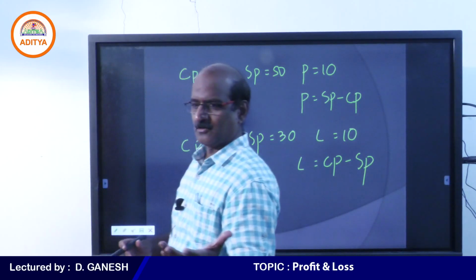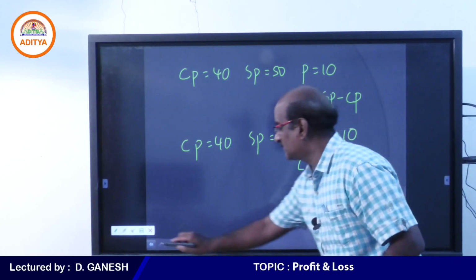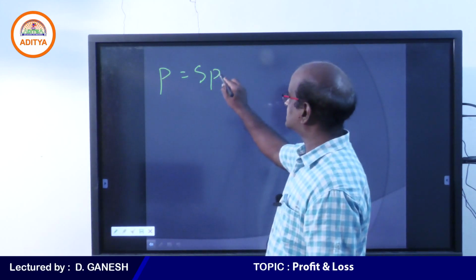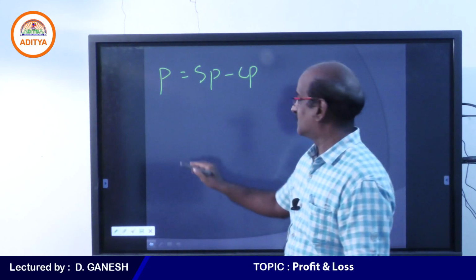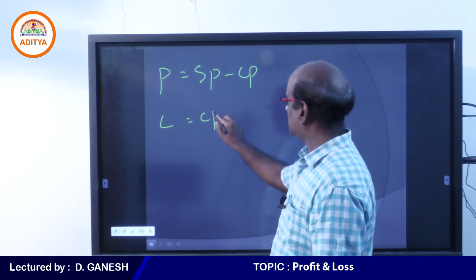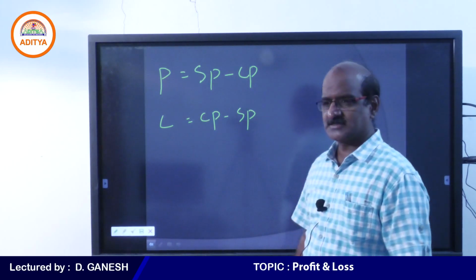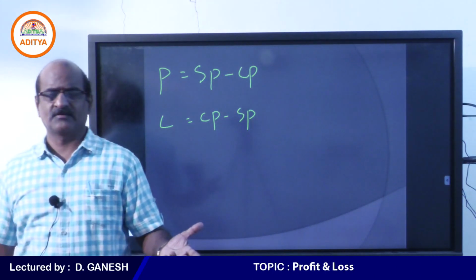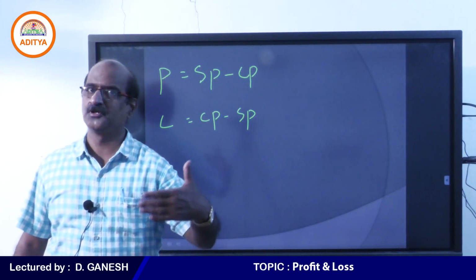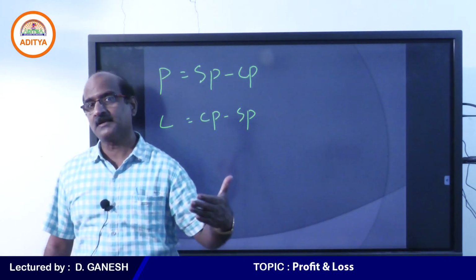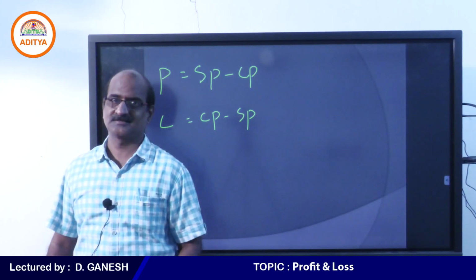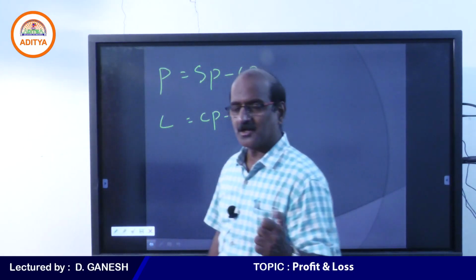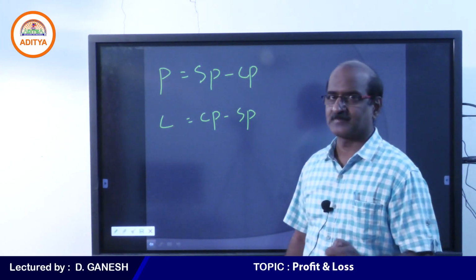You need to note down two important formulas. Formula number 1: profit is equal to SP minus CP, and loss is equal to CP minus SP. I don't think there is any need to remember this formula, my dear students, because it is quite common sense. When the selling price is more, there is a profit. When selling price is less, there is a loss. Quite simple. Now you understand what is profit, what is loss.